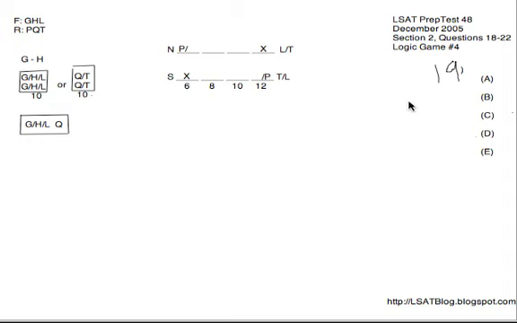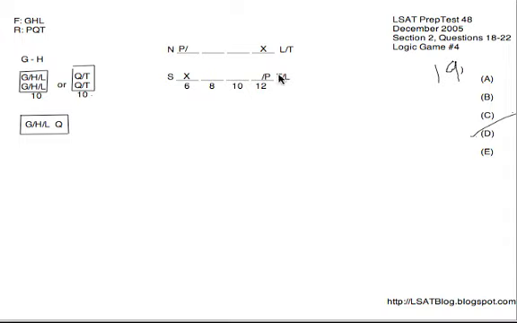Next, number 19: what must perform earlier than 10? We scan through the choices here. Of course, P could be on either 6 or 12, at least it seems, so we could eliminate D for that reason. Next, if you were to just run through the choices here, you see G going earlier than 10. Is that a must?